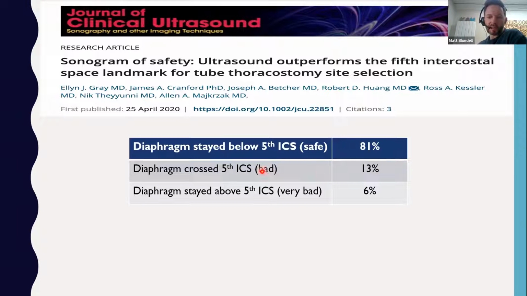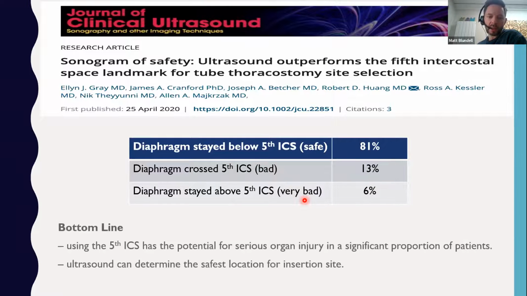In 13%, the diaphragm crossed that intercostal space between inspiration and expiration. And in 6%, the diaphragm was always above the fifth intercostal space. So in about 19% of patients, if you were to pop a chest drain at the level of the fifth intercostal space, there's a chance that you're going to go below that diaphragm and either into the liver or into the spleen. So their advice was that using ultrasound, you can A, identify the level of the diaphragm, and B, should probably actually go above the fifth intercostal space.